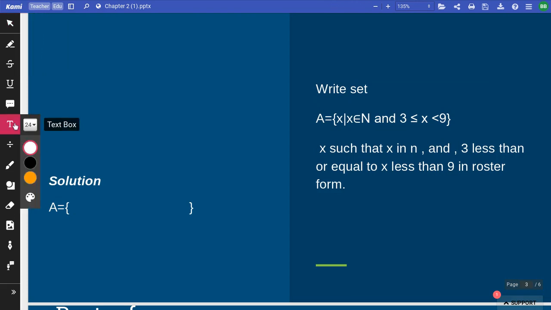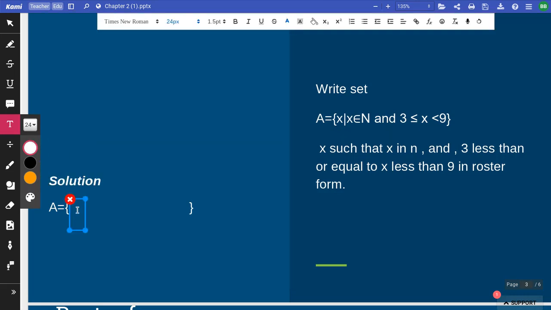So let's start off with the first part here. It says 3 less than or equal to. When you have that less than or equal to, the equal to underneath of the less than sign, you include that number. So we're including 3. And we're going to keep going. 4, 5, 6, 7, 8. Question. Do we include 9?